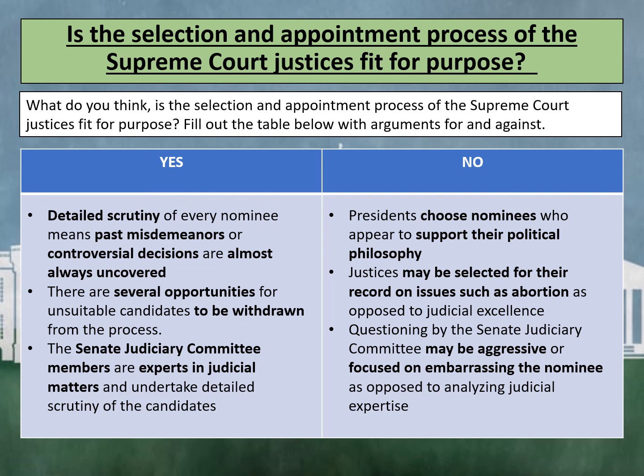Now let's look at arguments against the appointment process. Presidents choose nominees who appear to support their political philosophy. This can be dangerous. Justices may also be selected for their record on certain issues, such as abortion, as opposed to their judicial excellence. Questioning by the Senate Judiciary Committee can also be very aggressive and focused on embarrassing the nominee rather than trying to figure out whether they have good judicial expertise.